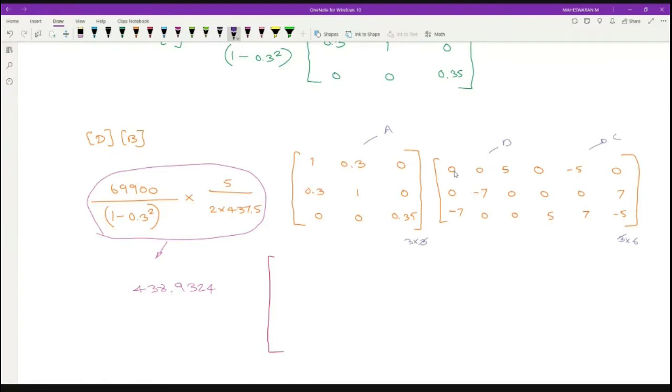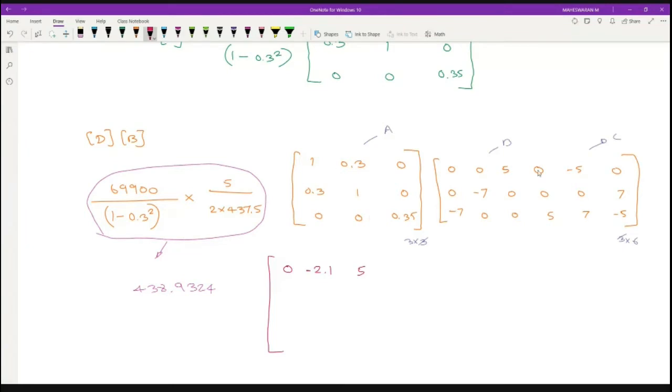So 1 into 0, 0. 0.3 into 0, 0. 0 into 0.7, so minus 7, it is also 0. So this term will be 0. Next, 1 into 0, 0. So 0.3 into 7. What is 0.3 into 7? 2.1. So we are getting 2.1, minus 2.1, and the last term is 0. Then 1 into 5, 5. Others are 0, so this is 5.